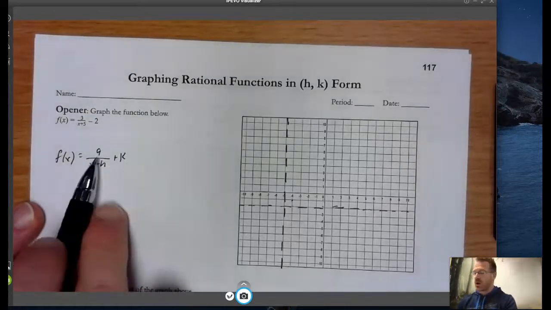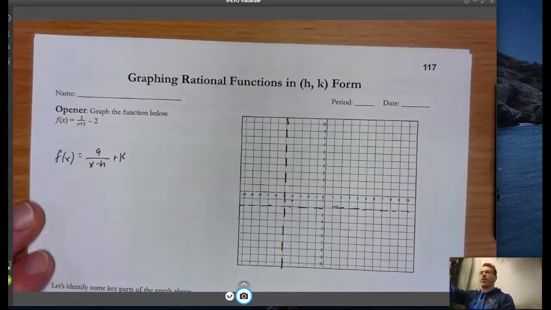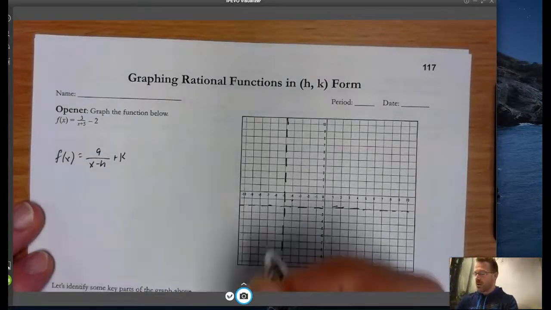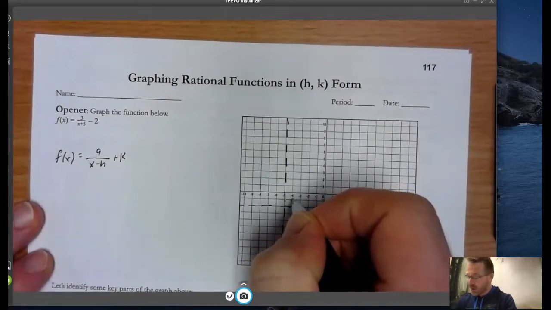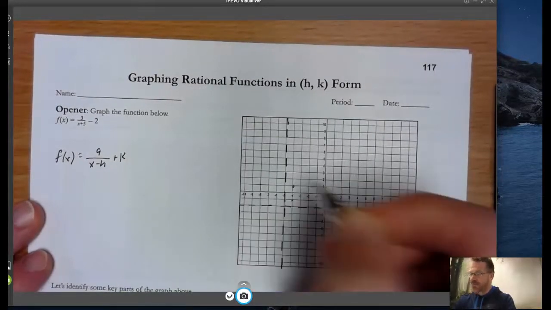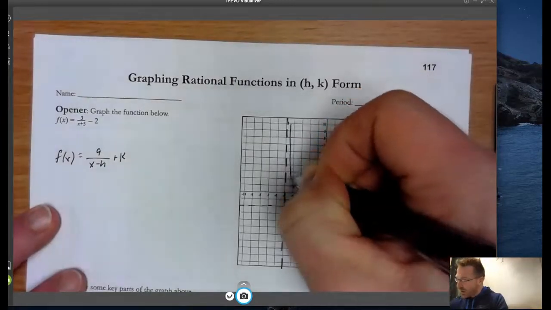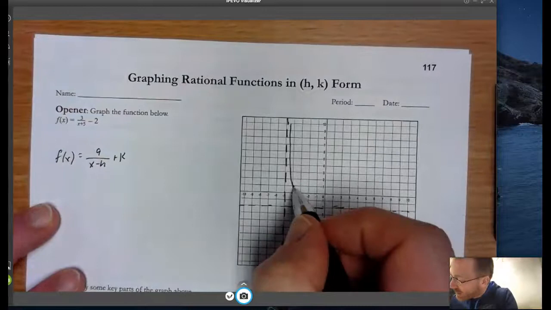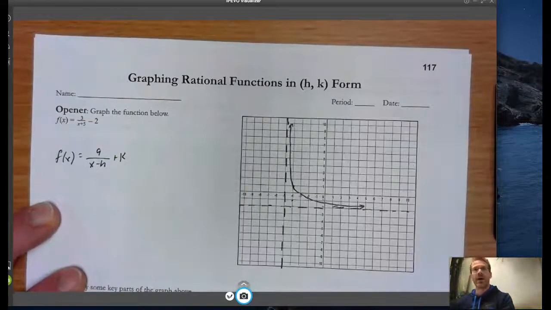But we know that the a value, which is 3 in this case, affects how tall that point is. So instead of going up 1, I'm going to go up 3 times as much: 1, 2, 3. That branch of the graph comes down the vertical asymptote, hits that point, turns, and then gets really close to that horizontal asymptote like that.